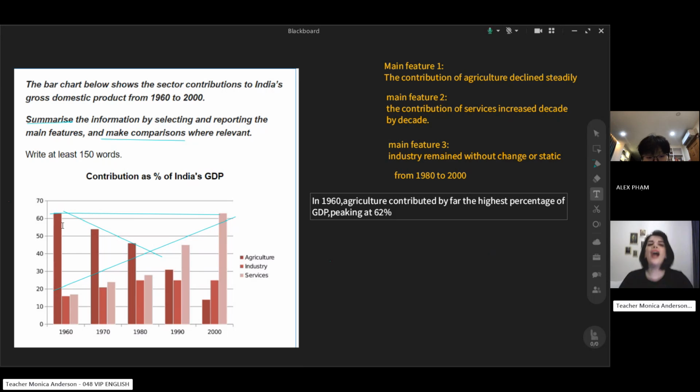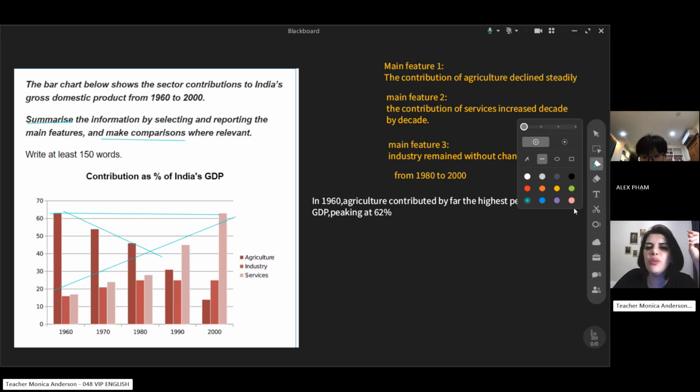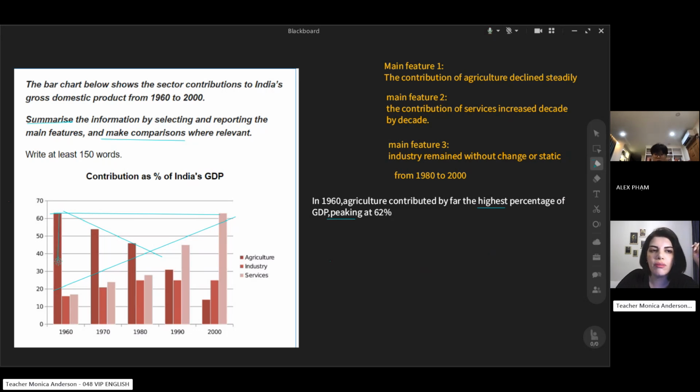Agree? Yeah. So first of all, let me talk about the words that I use. Why I said the highest percentage, why I said peaking. Look, they are bars. Of course, when analyzing a bar chart, I discuss the bars and of course the height. For example, in a line graph I say the greatest number. For a pie chart, I say the biggest, the larger section or percentage. Here, I say the highest, because as you can see, this is the highest bar that I have here. So the highest percentage of GDP, and this is the peak of my chart. So peaking at 62%.